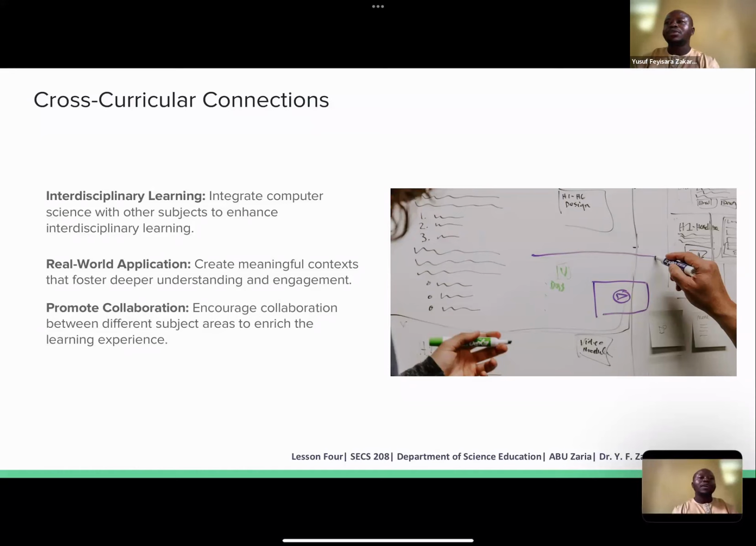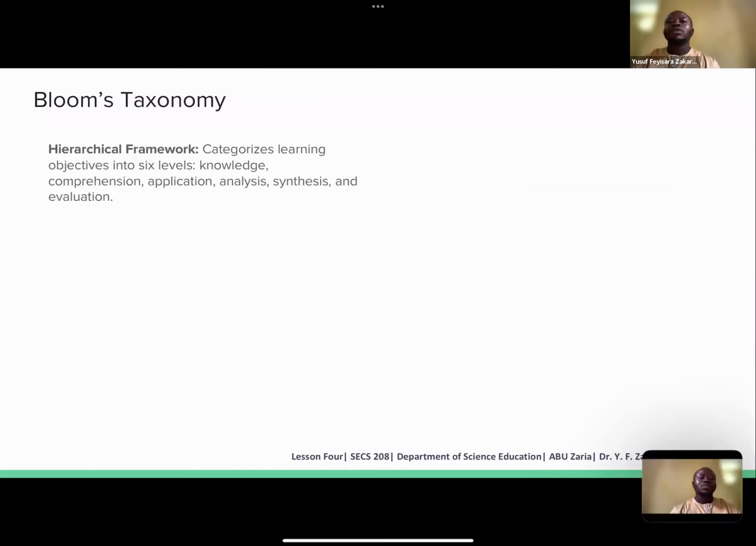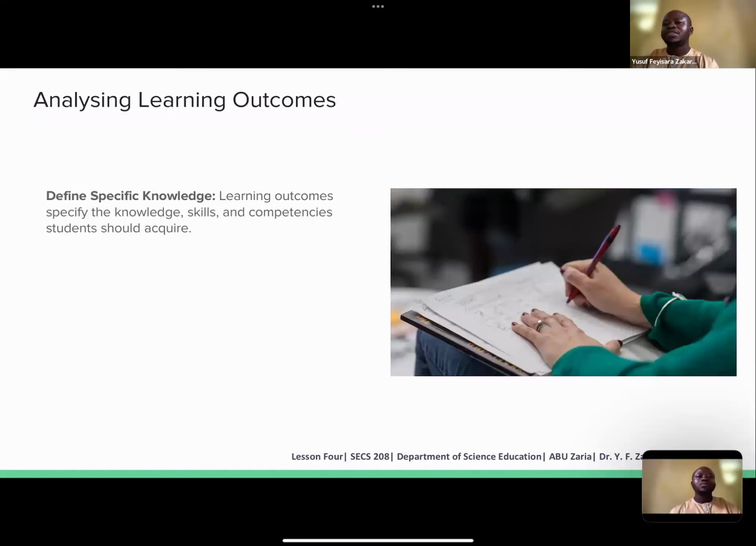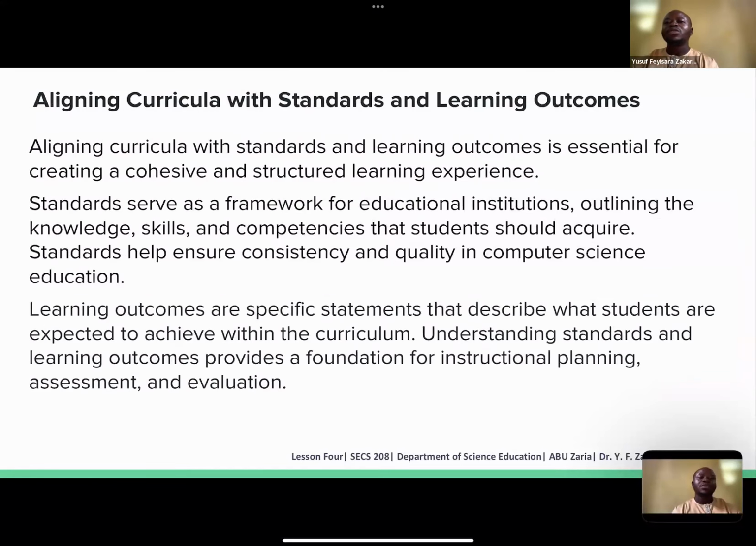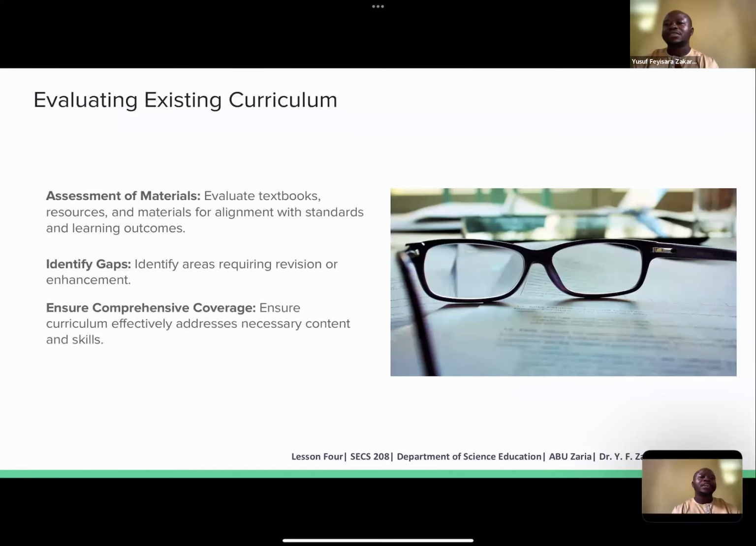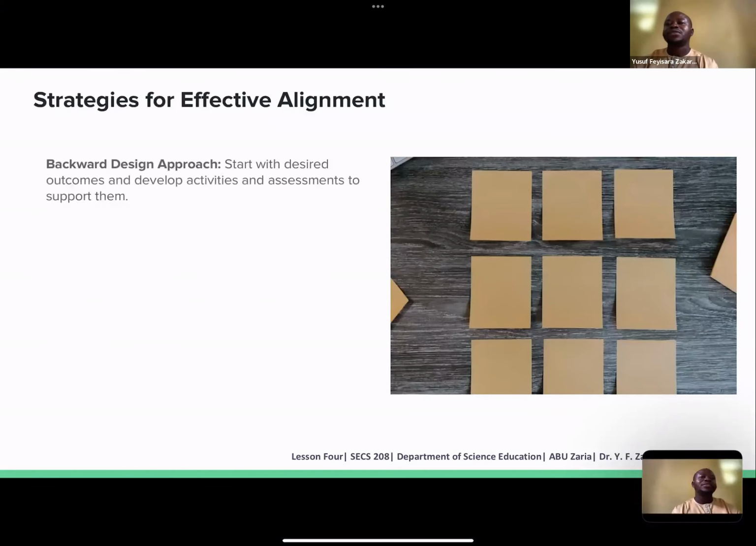We'd like you to have some interaction and look at what we have done. Think about the process of aligning the curriculum with the standards. We discussed this. So in the process of doing this, what are the likely challenges you think you, as a curriculum developer, could face while doing this?